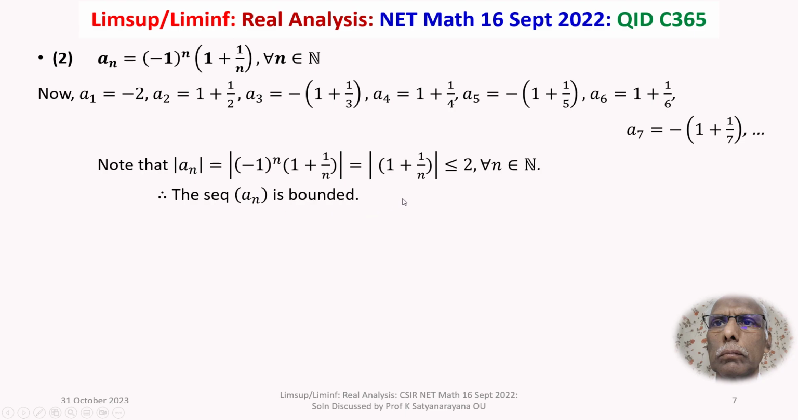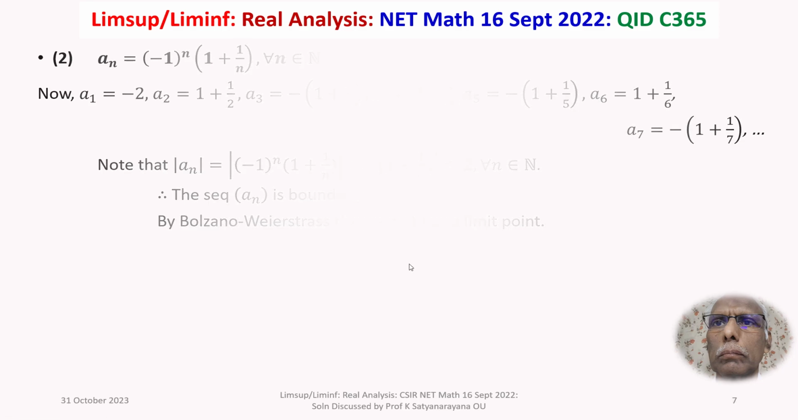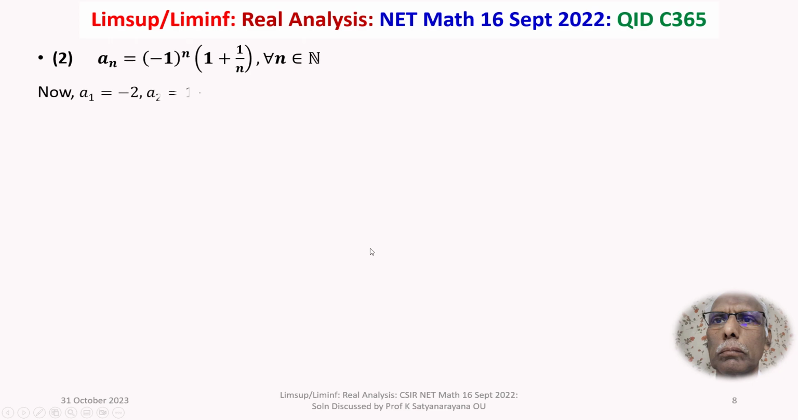Now we recall the Bolzano-Weierstrass theorem, and the theorem says that a bounded sequence has a limit point. So by the Bolzano-Weierstrass theorem, this sequence has at least one limit point. Now our search is how many limit points there are for this sequence, and who they are. We want to find all the limit points of the sequence a_n.